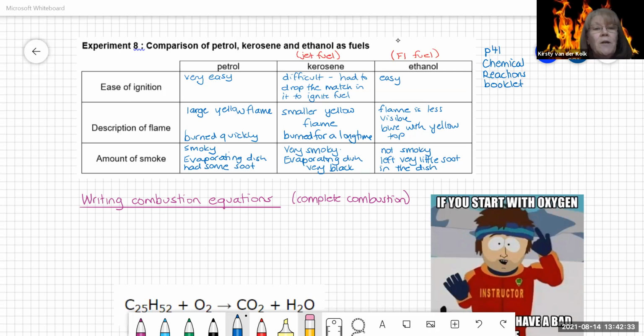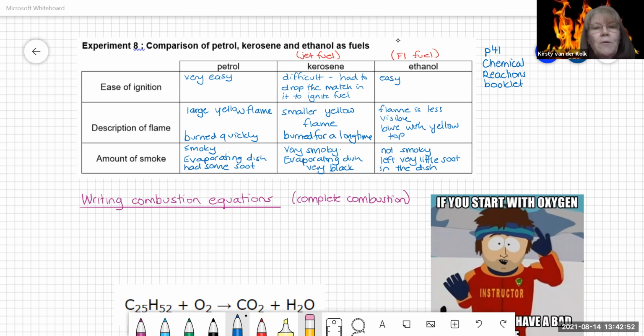We did a reaction where we compared petrol, kerosene, and ethanol as fuels by putting a little bit of each of them into separate evaporating dishes and lighting them up and seeing what happened. It was a lot of fun. Let's have a look at the results from that reaction.